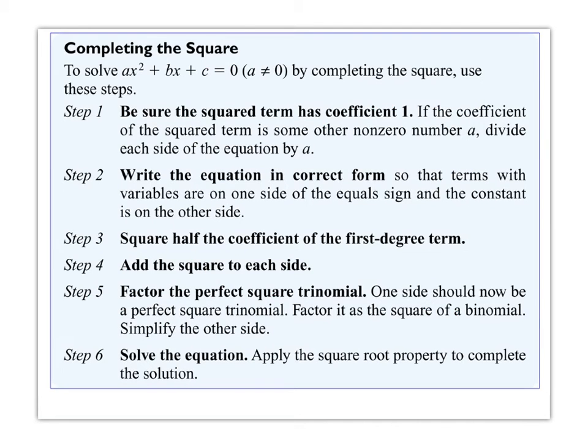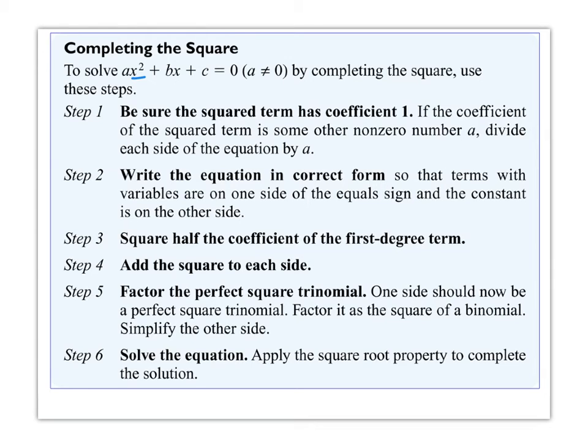So on the previous two slides, we did this method of completing the square. I'm going to recap the steps and go over a few more examples. To solve ax squared plus bx plus c equals 0 quadratic equations by completing the square, use these steps. Step number 1, be sure the squared term has a coefficient of 1. The squared term is your ax squared. You want to have that coefficient of 1, so you would divide out the a from all of the terms.